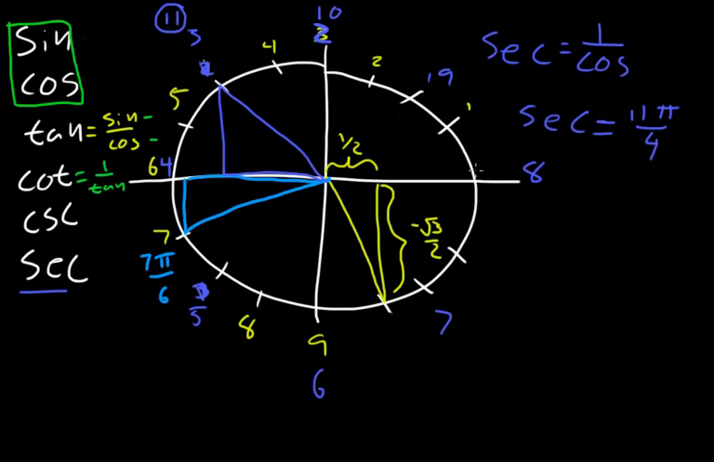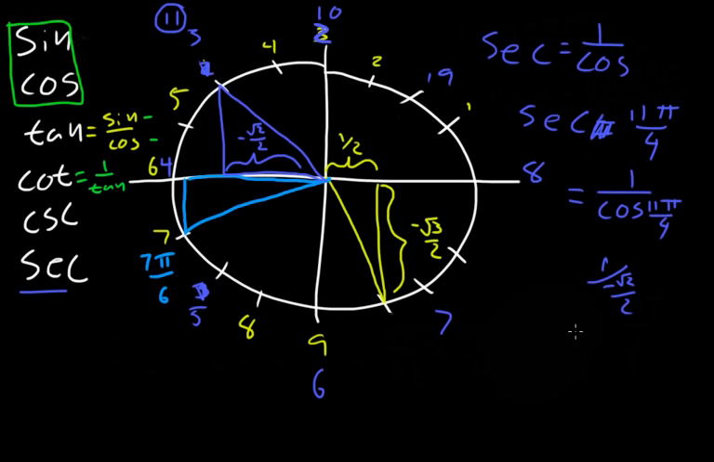11 pi over 4. So the secant of 11 pi over 4, sorry, I wrote this wrong. It's going to be secant of 11 pi over 4. So the secant of 11 pi over 4 is going to be equal to 1 over the cosine of 11 pi over 4. And the cosine here is going to be the x value, and the x value here is negative square root 2 over 2. So this is going to be 1 over negative square root 2 over 2.